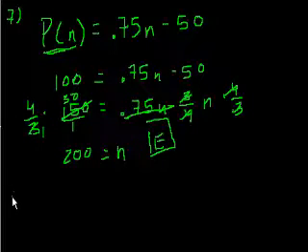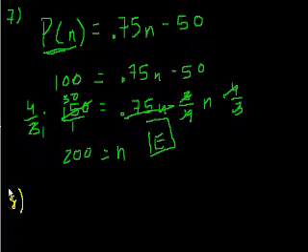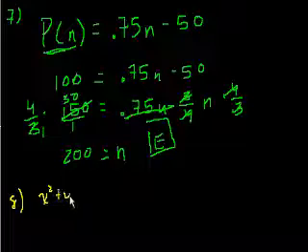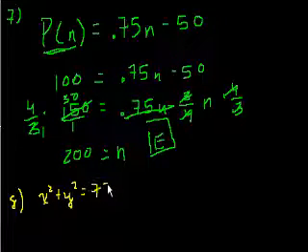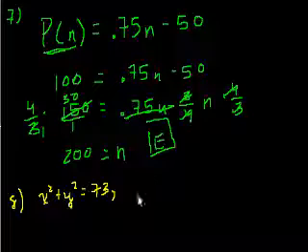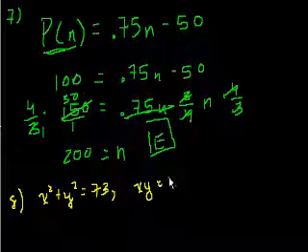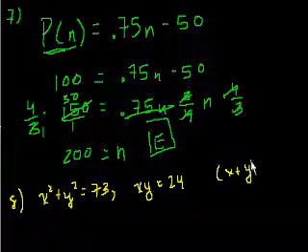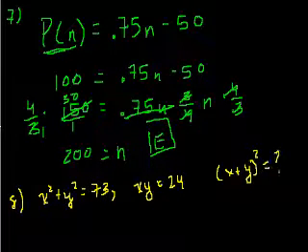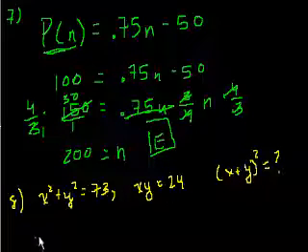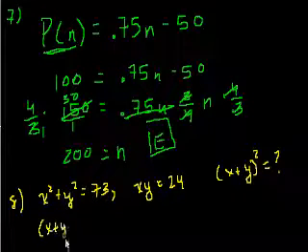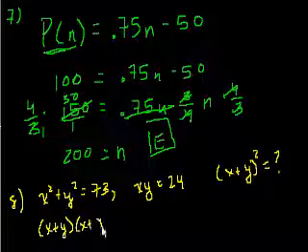And next problem, number 8, which I will do in yellow. Number 8. If x squared plus y squared is equal to 73, and xy is equal to 24, what is x plus y squared? Well, what happens when you multiply out x plus y squared, right? x plus y squared is the same thing as x plus y times x plus y, right?